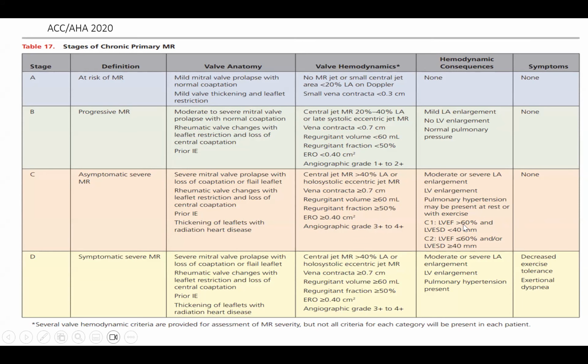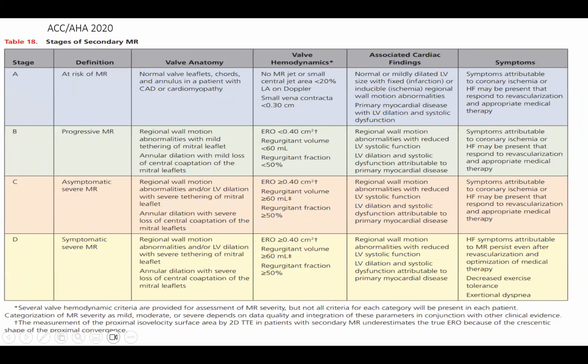And C1 has normal left ventricular ejection fraction of greater than 60, and the LV is not that dilated, while C2 has LV dysfunction with LVEF less than 60, and the LV has started dilating. Of course, D means they have symptoms.